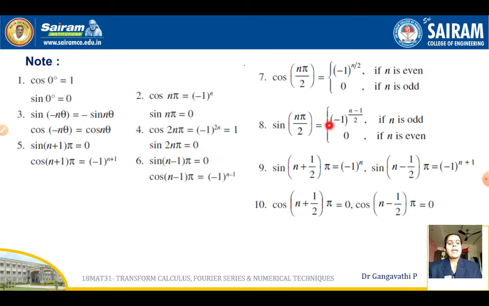Similarly, sin n pi by 2 is nonzero when n is odd, and sin n pi by 2 is 0 when n is even. Similarly, there are sin of n plus half into pi and cos of n plus half into pi. These are the things which are better to always remember, or keep handy and use while solving the problems, so that you can remember them in a better way.